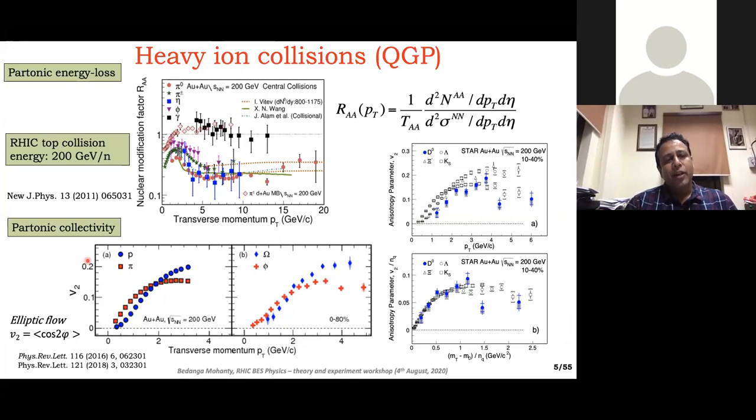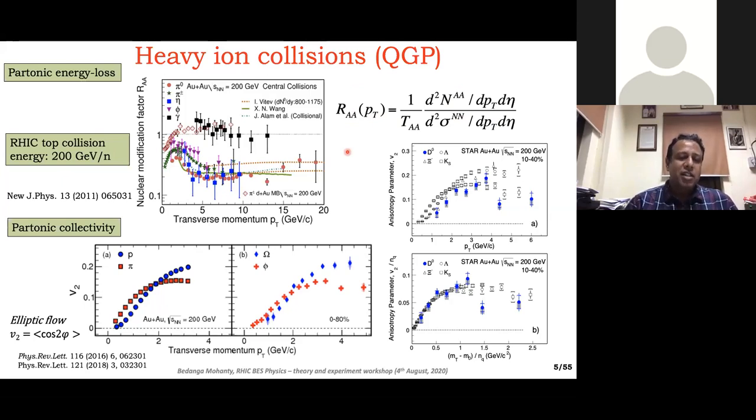We have seen the phenomenon of parton energy loss, or what is called jet quenching. The observable is the nuclear modification factor, which is a ratio of the yield of particles in nucleus-nucleus collisions divided by the yield of particles in nucleon-nucleon collisions, appropriately normalized so that at high pT, if this ratio is 1, the nucleus-nucleus collision is a simple superposition of nucleon-nucleon collisions. If it's less than 1, then we have this jet quenching effect or nuclear medium effect.